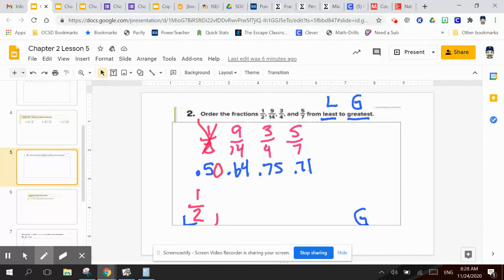Of the next ones, 64 is smaller than 71 and 75, so 9/14 would be the next one. 75 and 71, well 71 is smaller than 75, so 5/7, and then it would be 3/4. Change them to a decimal, and then as you write your answer from least to greatest, put them back into fractional order.